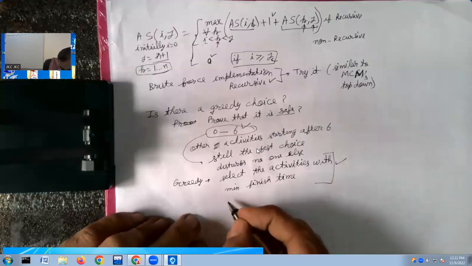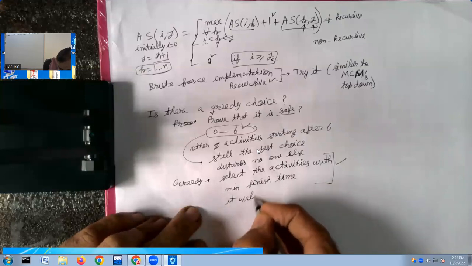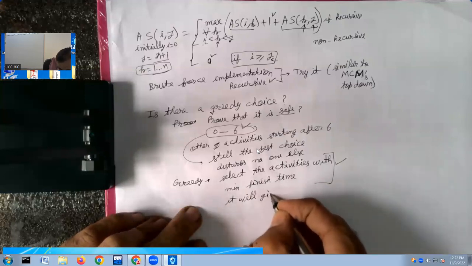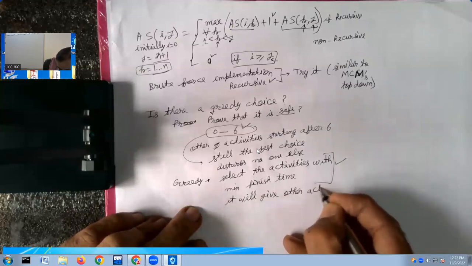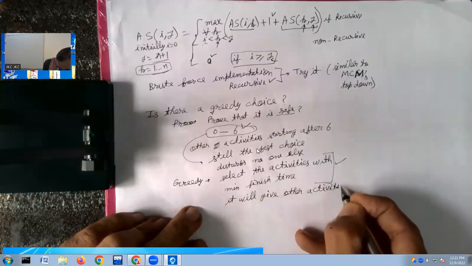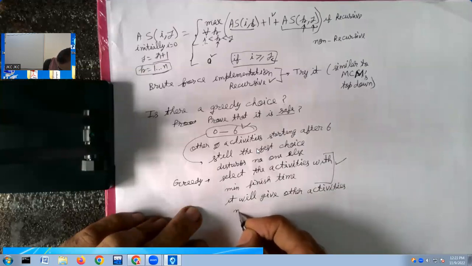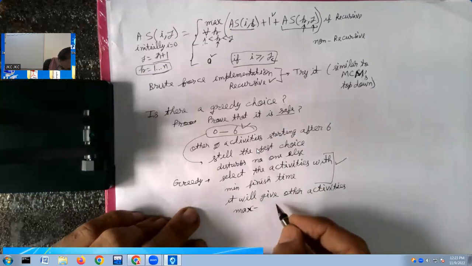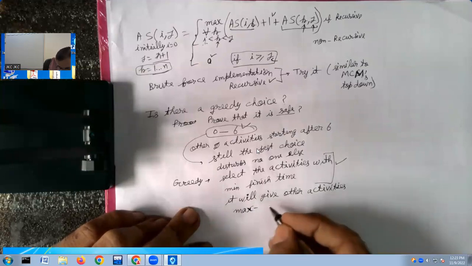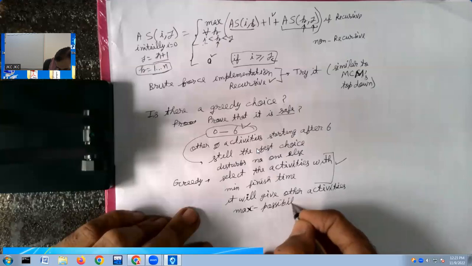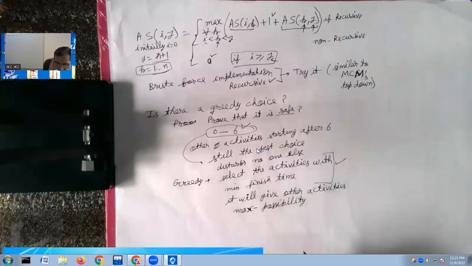Why? My logic is it will give other jobs, or other activities, maximum possibility to be scheduled, because it has least conflict or overlapping for the rest. It will finish first, so the remaining time will be much higher, and it will give others maximum possibility. So that can be another greedy choice. I have to find out which choice is the best and prove it.